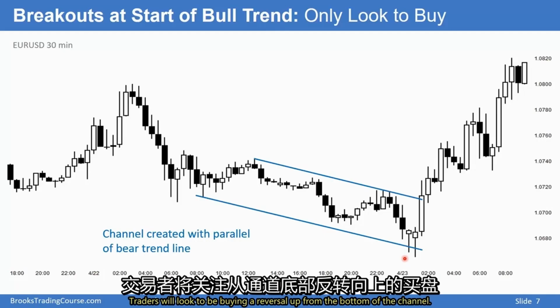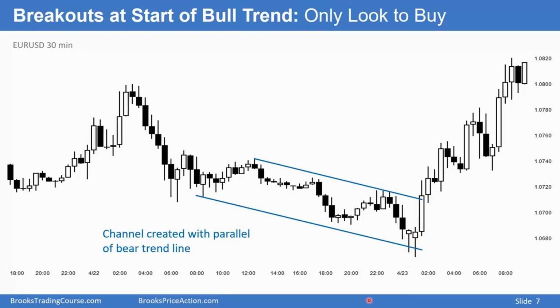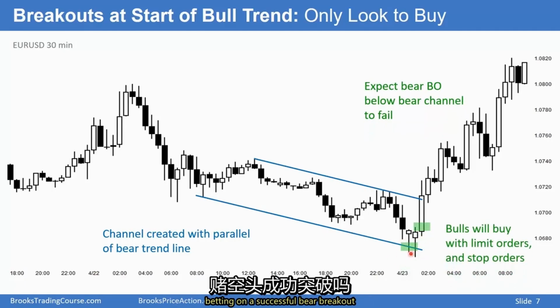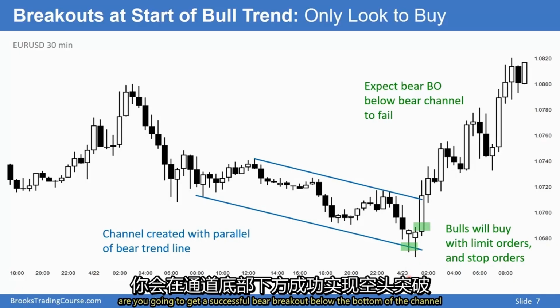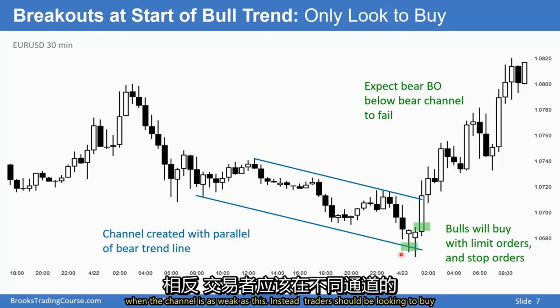Traders will look to be buying a reversal up from the bottom of the channel. And here we have a micro double bottom with two bull bars. Should you be selling at the bottom of the channel, betting on a successful bear breakout? Well, only 25% of the time are you going to get a successful bear breakout below the bottom of the channel. And that's even less likely when the channel is as weak as this.